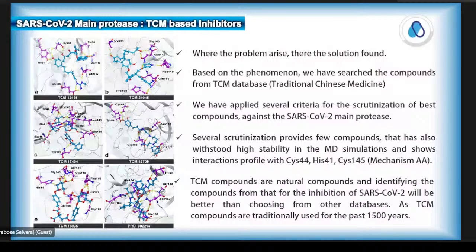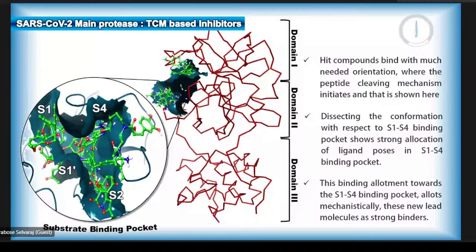In the main protease, the traditional Chinese medicine molecules are very big molecules. The paper has reported that if the molecule is able to cross the S1 site and S2 site, then the molecule is good. Surprisingly, we got molecules which act on the S1 site and S2 site.